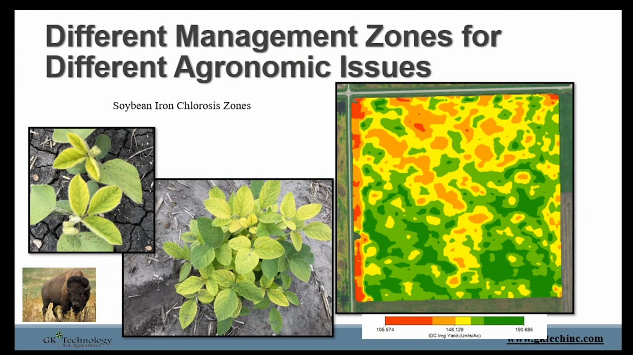Okay, the agronomic drivers from the soil behind iron chlorosis in soybeans is quite a bit different than, for example, managing your nitrogen for your corn or for your wheat. Okay, and so having a separate set of zones just to manage iron chlorosis, not a bad idea. And I have done that for a number of clients. So think about why you're using those zones, what your goals are, and if you need to have a second set of zones for some kind of a reason.